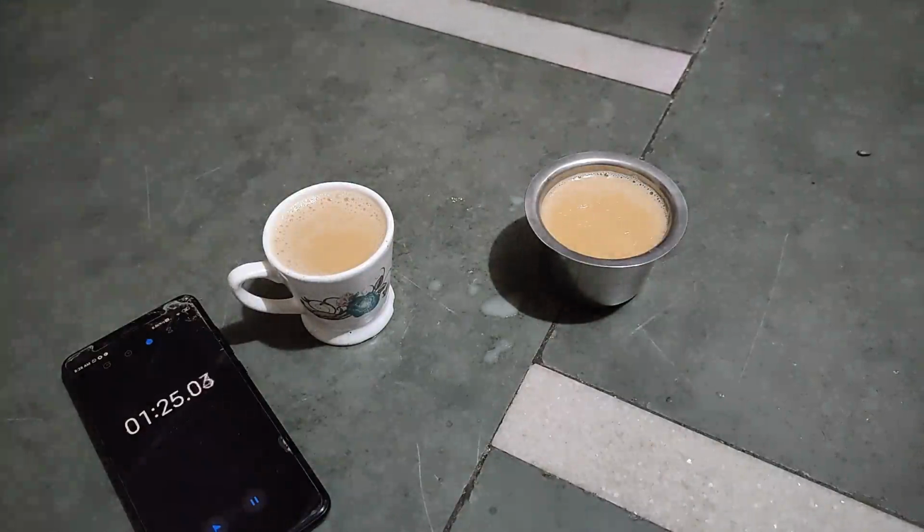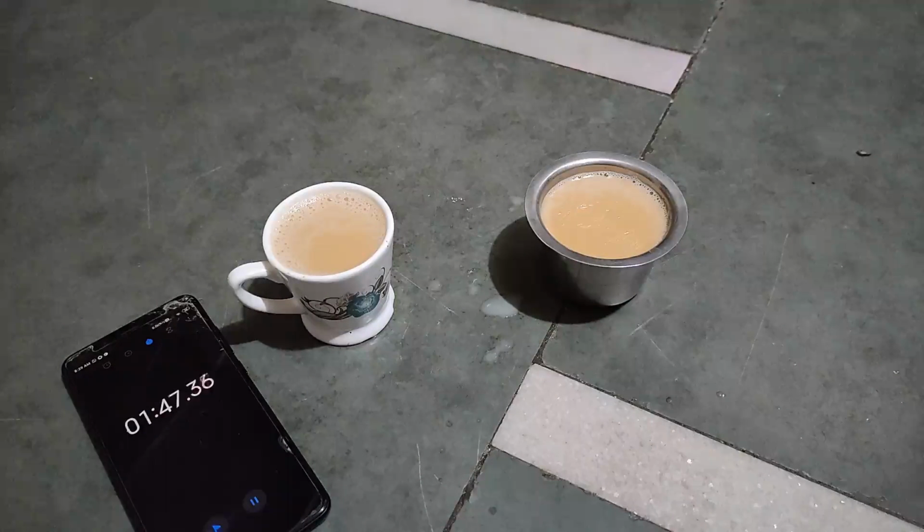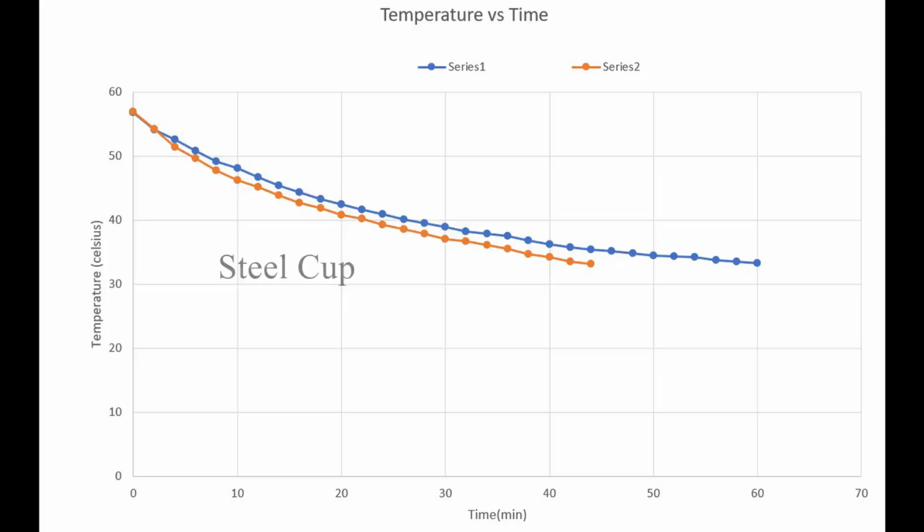By plotting the temperature versus time graph for both the materials, it is clear that due to the high thermal conductivity of the steel, the heat from the tea is rapidly transferred to the cup and then to the surroundings. Although, based on knowledge surrounding heat capacity, the ceramic mug is better than stainless steel.